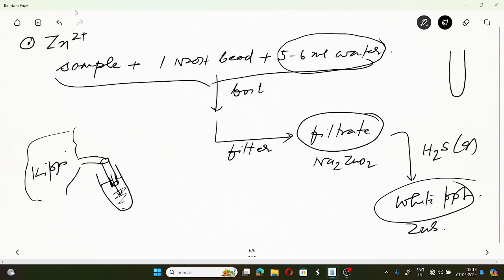So this is a test by which you can have some idea whether zinc is present or not. তাহলে এখানে তুমি যদি white precipitate পাও তাহলে zinc থাকার সম্ভাবনা আছে, there is a possibility that zinc may be present.